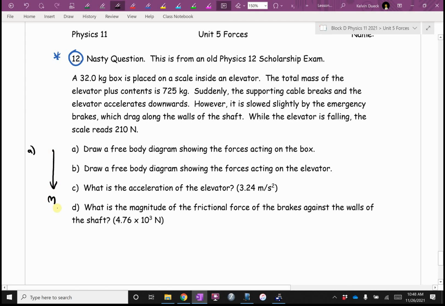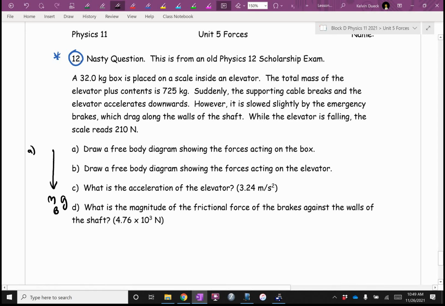And you know what? I could call it M1 because there's an elevator. I'm going to call it MB for box, and I'll call it ME for elevator. How clever is that? Which way, according to this question, is the box accelerating? Sorry? Someone said it. They're right. Yeah. Which way should I have a longer arrow pointing?